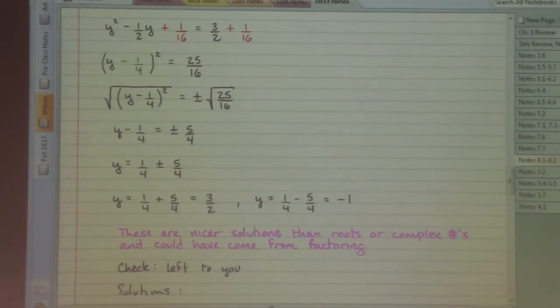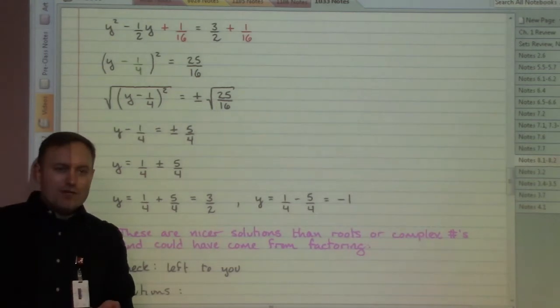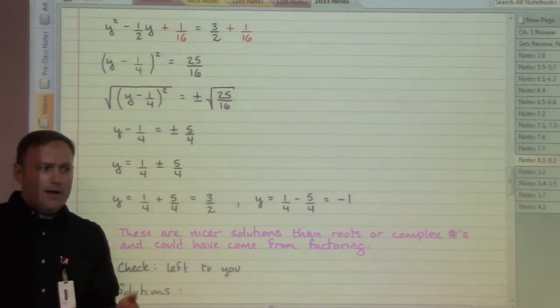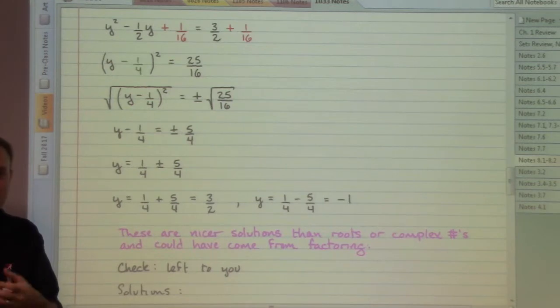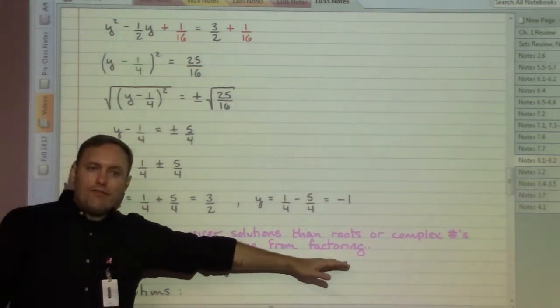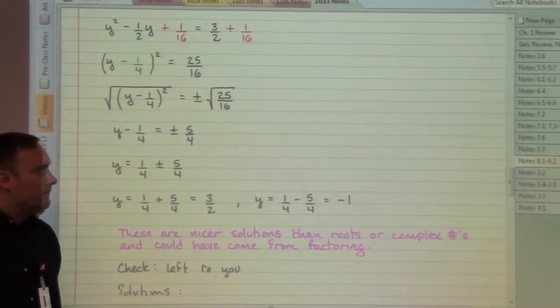These could have come from factoring if we had been adventurous, I guess you might say, looking at the original equation, that 2y squared minus 2y equals 3 minus y. If we had been a little bit more adventurous and at least tried to get everything equal to 0, look at that and say, could we factor it? Then we might have maybe saved ourselves a little trouble.